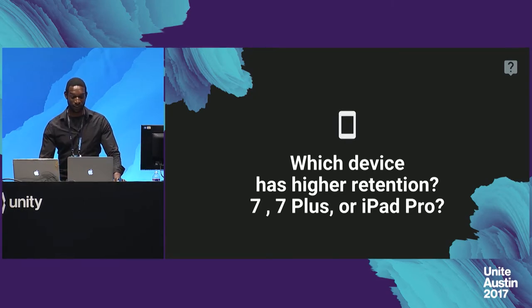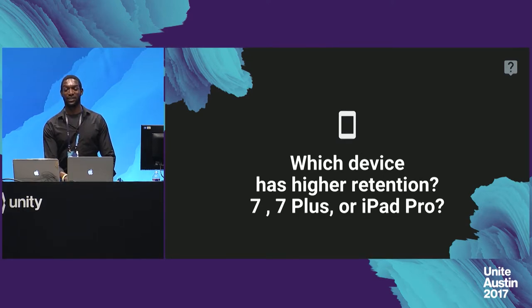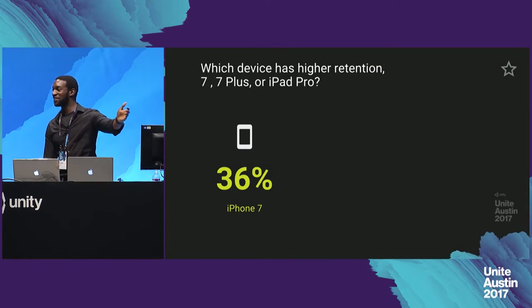Okay. It is not the iPad Pro. Do you want to take a guess at it? The 7 Plus. You know what? It is not the 7 Plus either. The 7 Plus is a phone versus a tablet, and obviously the answer is the iPhone 7. So we're going to give it to the young man over here.